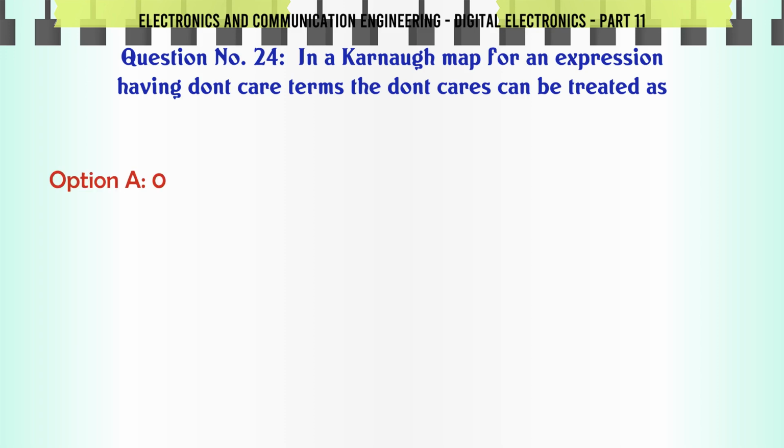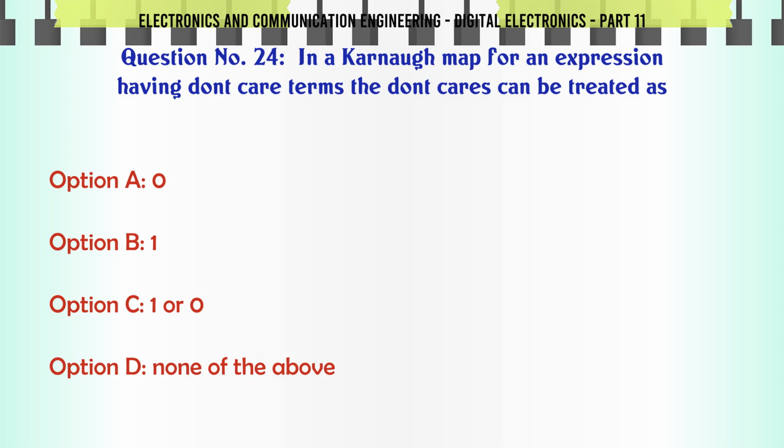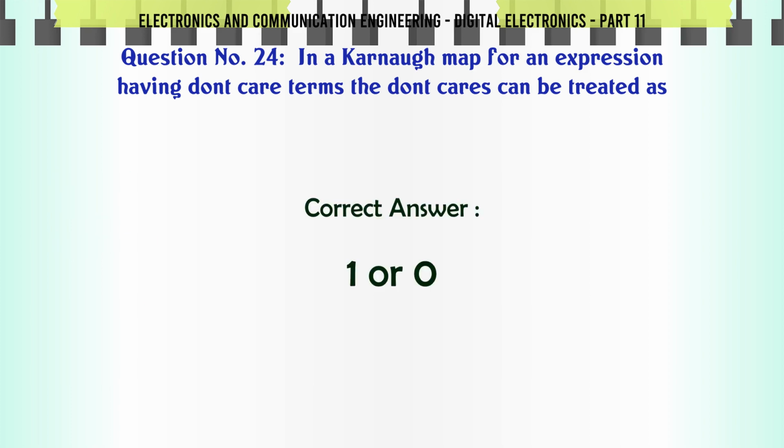In a Karnaugh map for an expression having don't care terms, the don't cares can be treated as: A, 0. B, 1. C, 1 or 0. D, none of the above. The correct answer is 1 or 0.